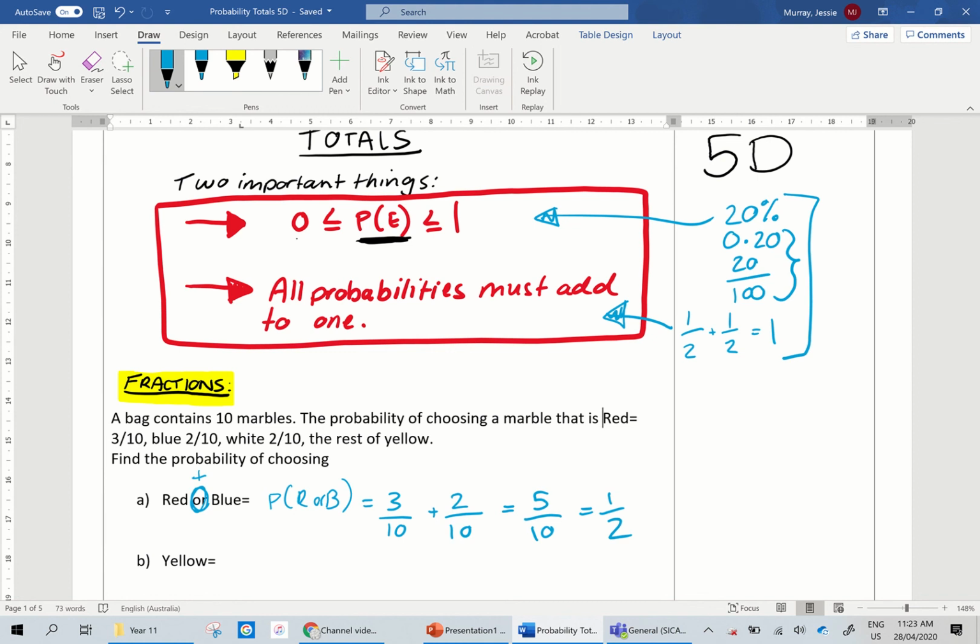Probability of getting a yellow. You say, well, they didn't tell me that. They just said the rest is yellow. But I've got 3 out of the 10 marbles are red, 2 out of the 10 are blue, and 2 out of the 10 are white. 3 plus 2 plus 2 gives me 7, which means there's 3 left over that are yellow. So the probability of getting a yellow is 3 in 10. And I found that by using that idea that all probabilities have to add up to 1 whole.